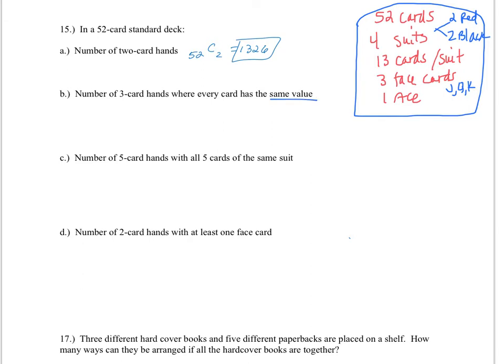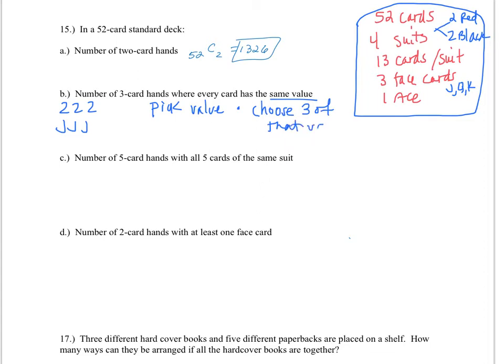In part B, it says the number of 3-card hands where every card has the same value. If every card has the same value, that means, for example, that your 3-card hand has maybe 2, 2, and a 2, or a Jack, Jack, Jack. So there's 2 things that we have to consider. First, we have to pick the value, and then once we've picked the value, we have to choose 3 of that value.